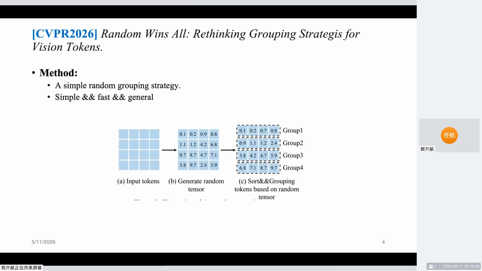Our method is extremely simple. We use a random grouping strategy for vision tokens. The main advantage is that it is simple, fast, and general. Instead of designing complex hand-crafted sparse attentions, we let random grouping create token connections in a lightweight way.